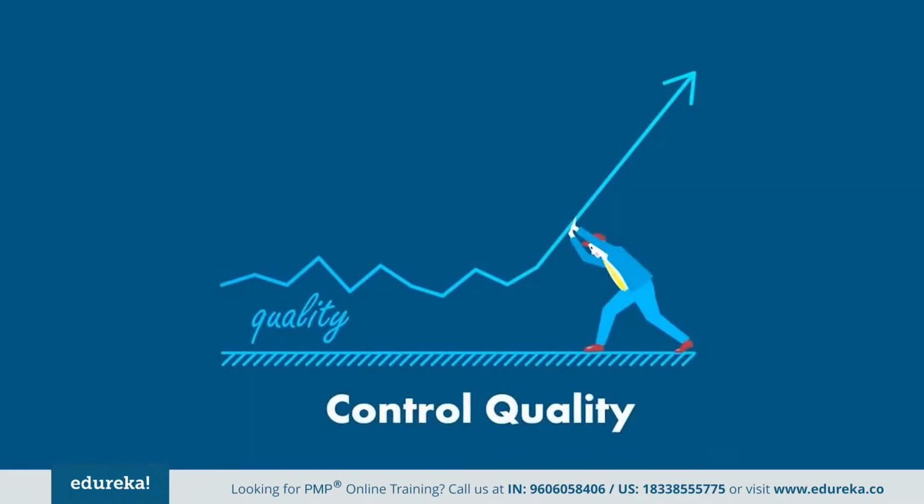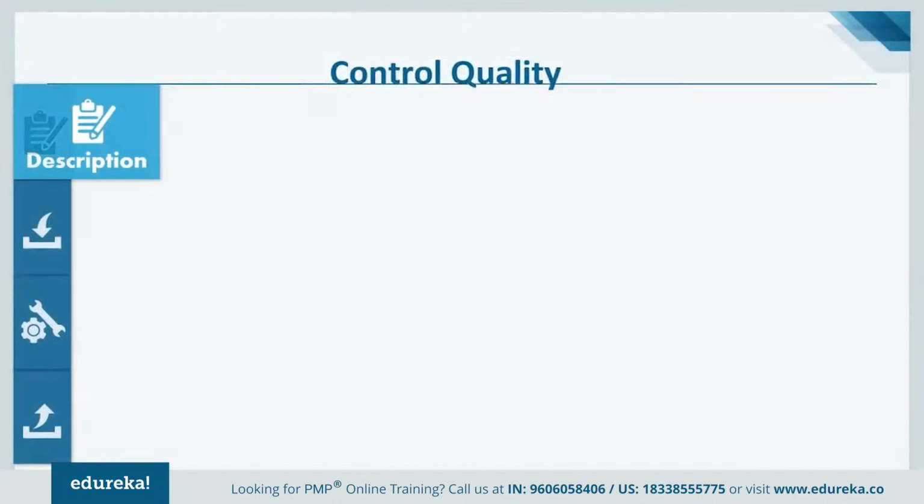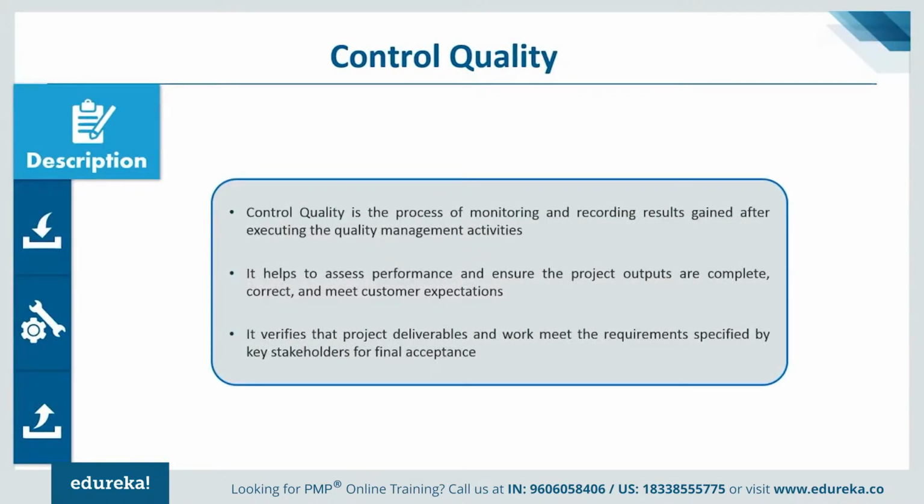Then we are going to talk about the next important process, which is controlling quality. This is the process where we make sure that what we are doing is in line with the process or not. So it's about monitoring and recording the results. We've started executing the plan and now we've started getting some outcomes. It's important for us to record the results of those outcomes and monitor whether it is as per the quality management activities or not. If there is any gap, we need to act upon those gaps. In a way, it helps us assess the performance in order to ensure the project outcomes are complete, correct, and meet customer expectations.